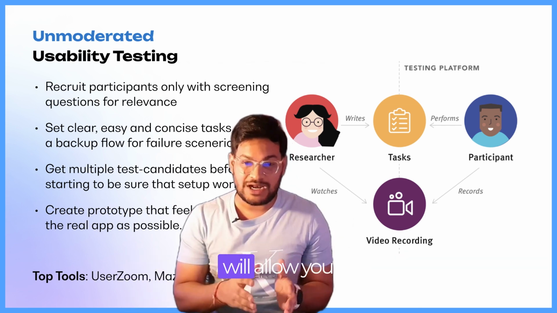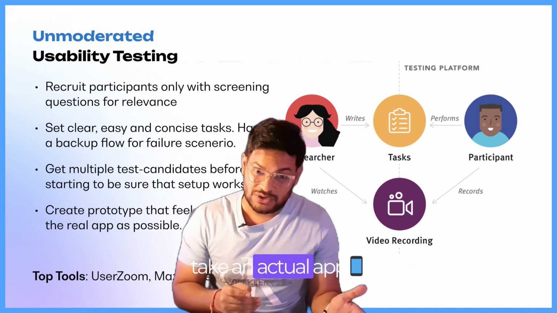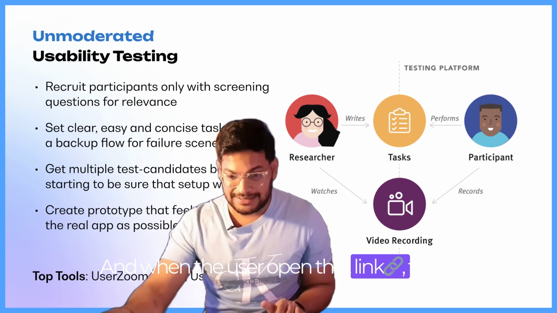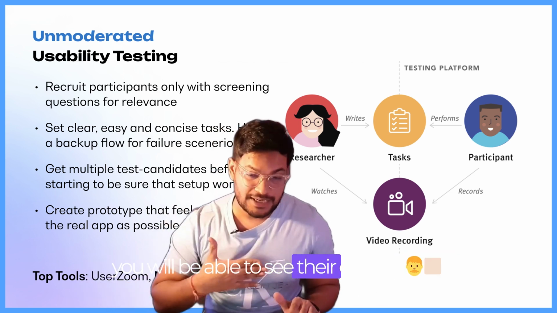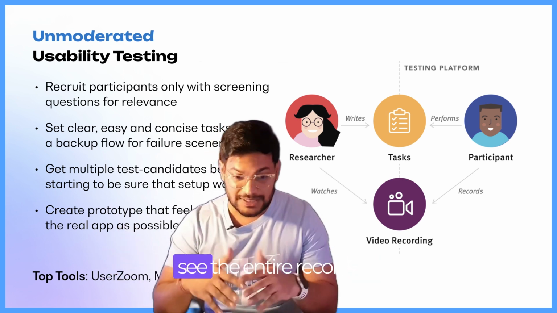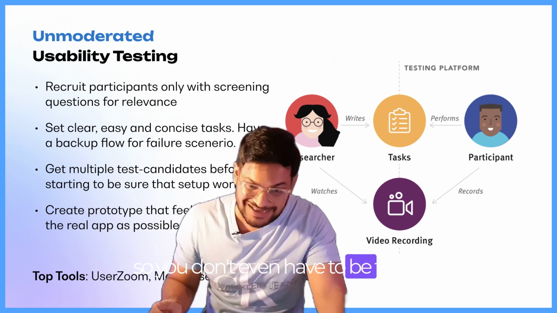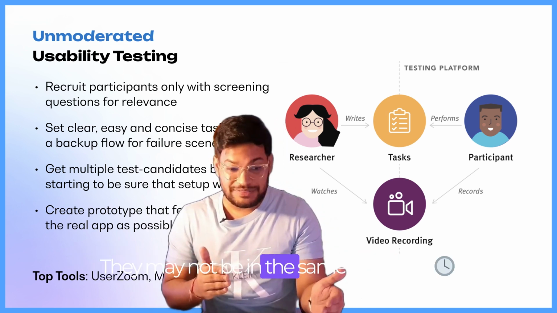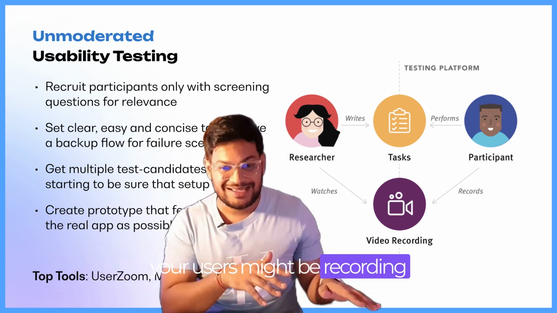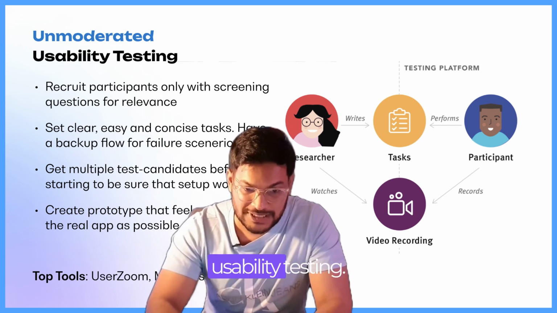Any of these tools will allow you to take a prototype from Figma or take an actual app and set certain tasks on it. And when the user opens that link, you'll be able to see their camera, you'll be able to see their screen, what they're using, and you'll be able to see the entire recording of them doing the task. So you don't even have to be there. They may not be in the same time zone, and while you're sleeping, you just might be recording a usability test for you. So that's the beauty of unmoderated usability testing.